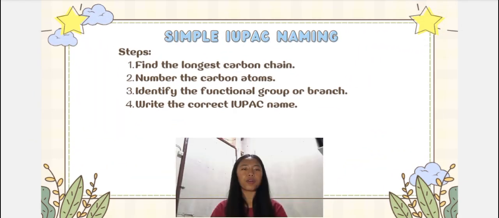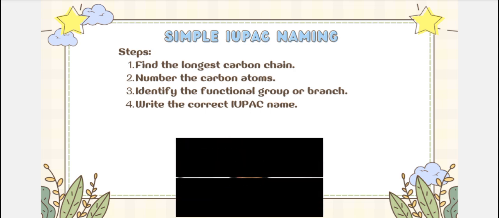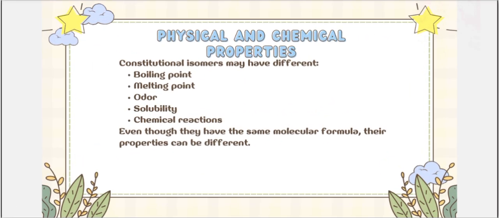Next is simple IUPAC naming. These are the basic steps in IUPAC naming. First is to find the longest carbon chain. Second is to number the carbon atoms. Third is to identify the functional group or branch. Then finally, write the correct IUPAC name. Following these steps helps us to name the compounds correctly.